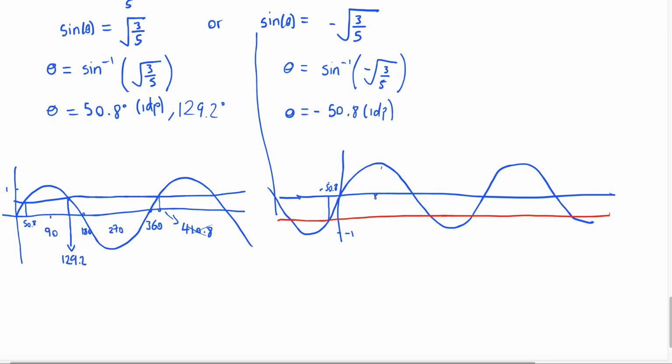Let's just label this part again. So for the highest point, this is 90. This is 180. This is 270. And this is 360. So the gap between this point and this point here, let me do that in a different color, is 50.8. So by symmetry, again, the gap between this point and this point where the graph hits again is going to be 50.8. So this solution is going to have to be 180 plus 50.8. Okay, so 180 plus 50.8 is going to give us 230.8.